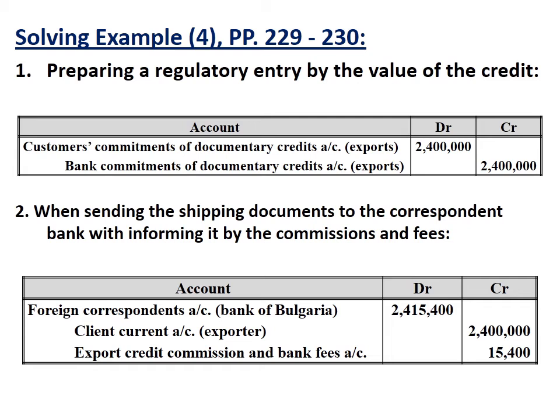Number 2, on the arrival of the shipping documents from the exporter and assuring it's conforming to the credit terms, and it has been sent to the importer's Bulgarian bank with informing it that the commission of the exporter's credit and the bank fees amounted to a total of 15,400. So now, when sending the shipping documents to the correspondent bank with informing it by the commission and fees, the entry will be foreign correspondence account, Bank of Bulgaria, 2,415,400.